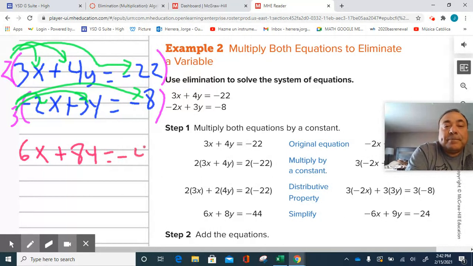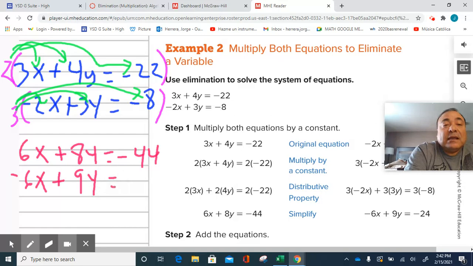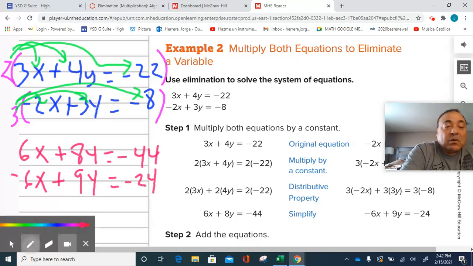Okay. Now watch the next one. Well, we get the negative 6x. Thank goodness that's what we wanted. So we can cancel the x's. And then we go 3 times 3 is 9. So we got plus 9y. And then 3 times negative 8 will be negative 24. Okay. Now, that's what we needed. What we're going to do right now is add. So we're going to add.